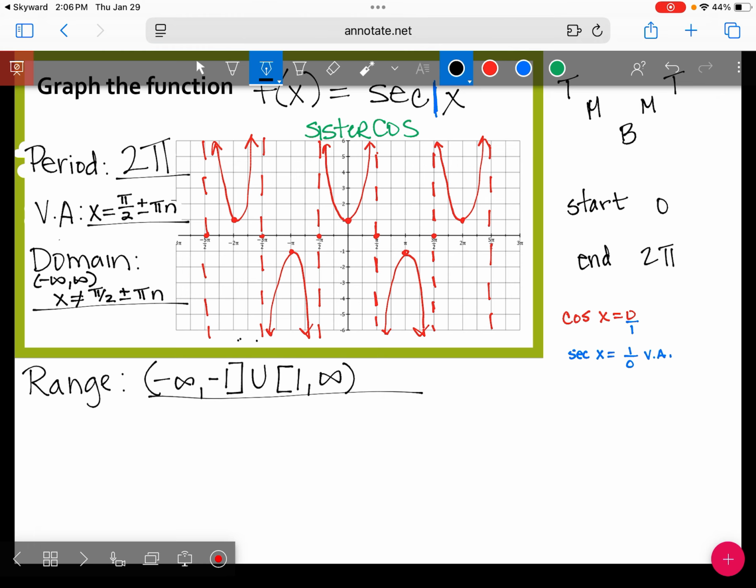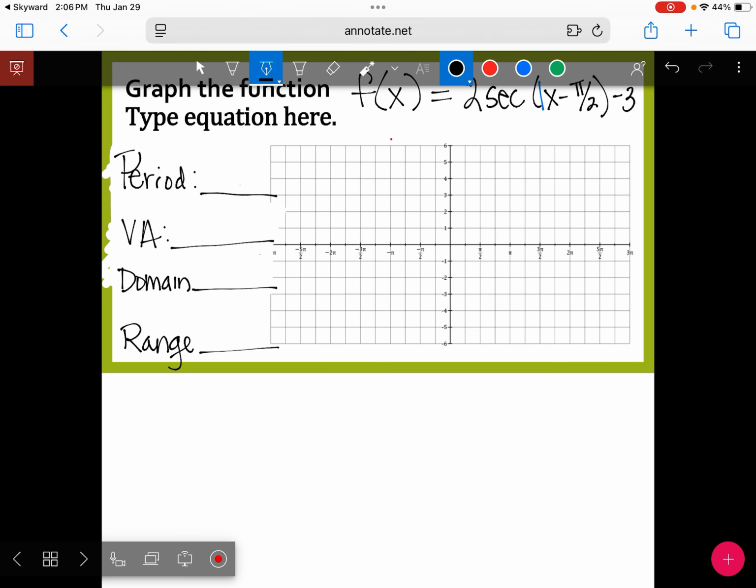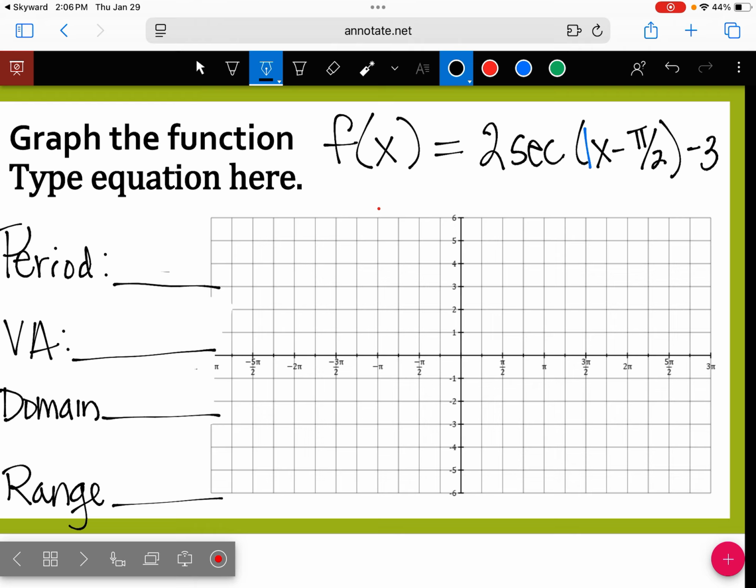So we're not going to do cosecant today. We're going to do another secant, but now let's apply some transformations to it. So go ahead and copy this one down: 2 secant, parentheses, x minus pi over 2, closed parentheses, minus 3.